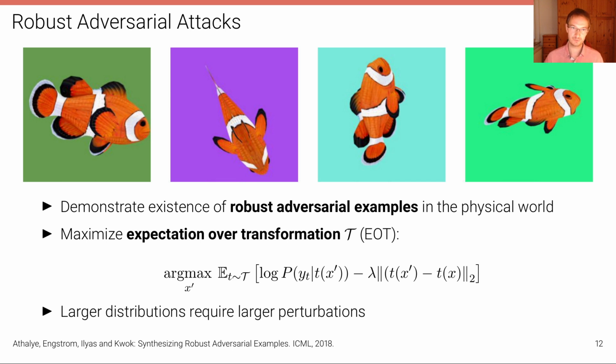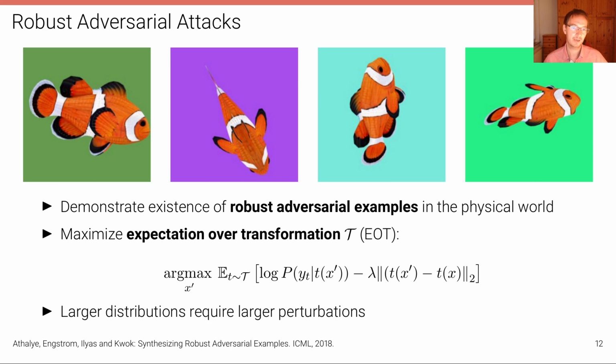And that is what is called a robust adversarial attack. It has been demonstrated by, for example, this paper, but also follow-up papers, that there are robust adversarial examples in the physical world. And what does that mean? That means that there are these examples that no matter from which perspective I view them, they still fool the classifier.